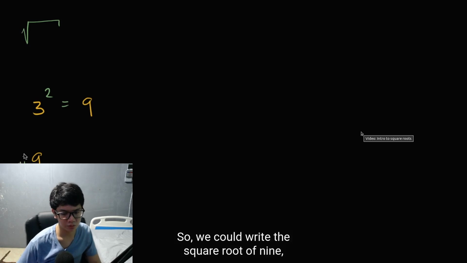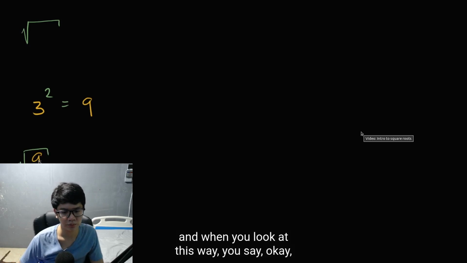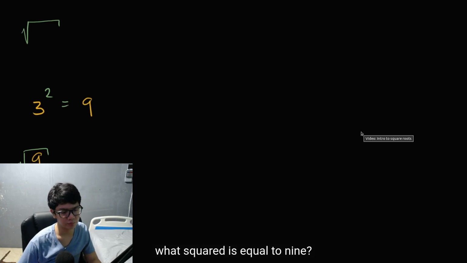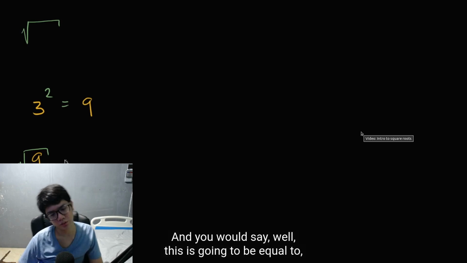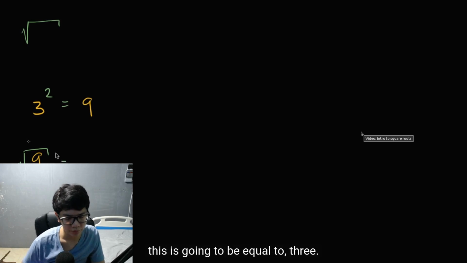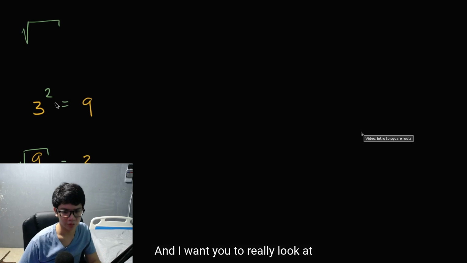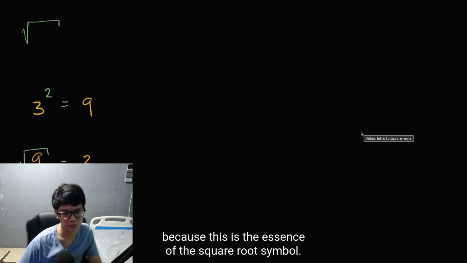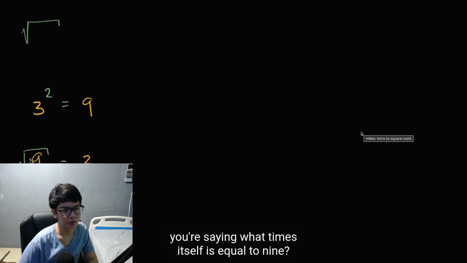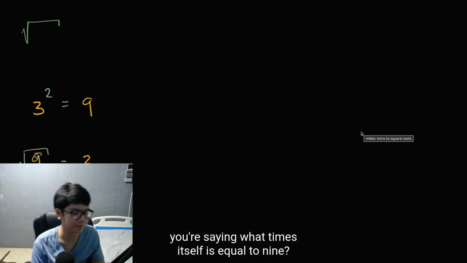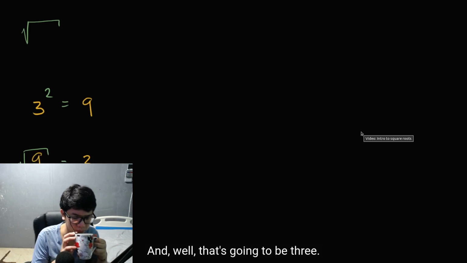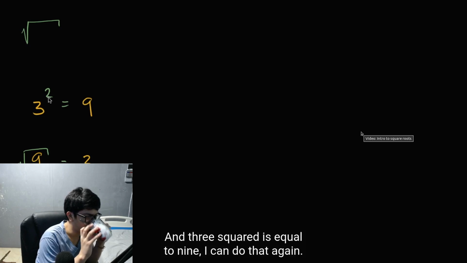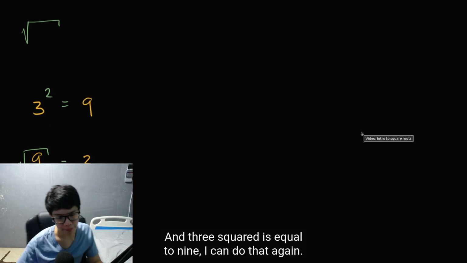So we could write the square root of 9. Looking at it this way, you ask, what squared is equal to 9? And this is going to be equal to 3. I want you to really look at these two equations, because this is the essence of the square root symbol. If you say the square root of 9, you're saying what times itself is equal to 9. That's going to be 3, and 3 squared is equal to 9. I can do that again. I can do that many times.